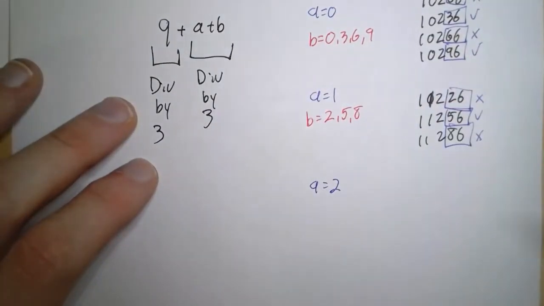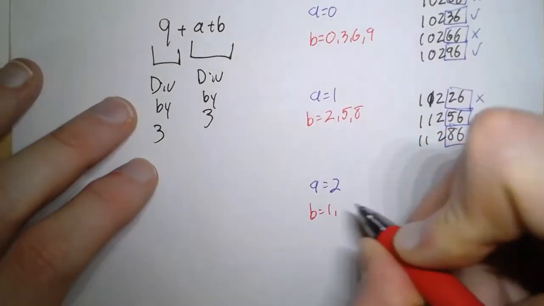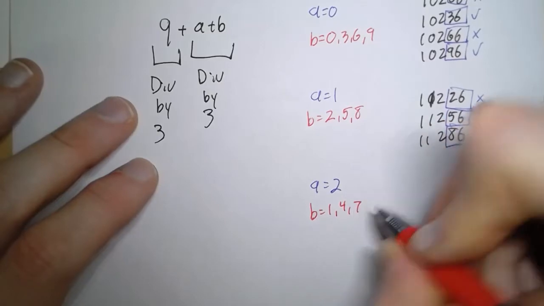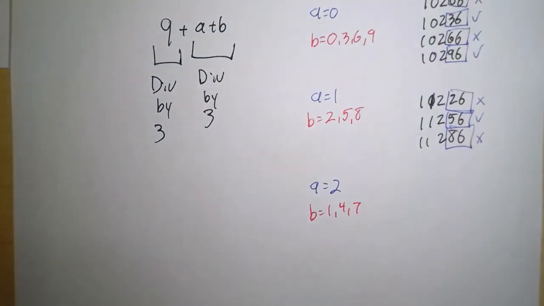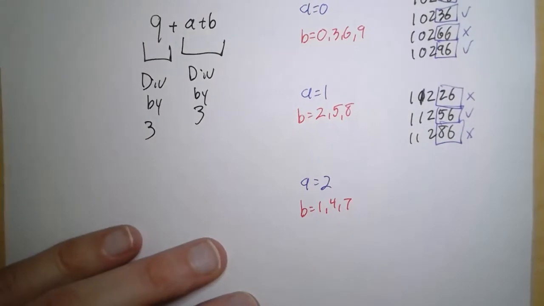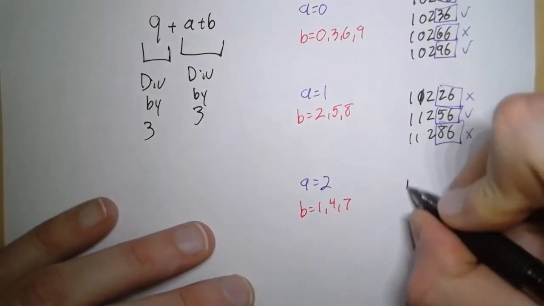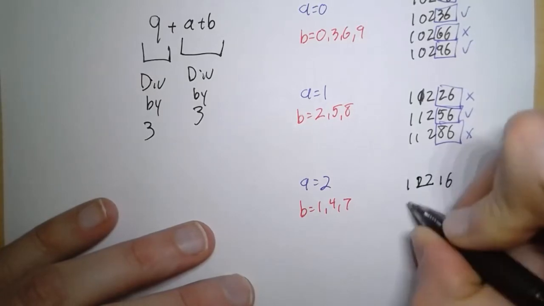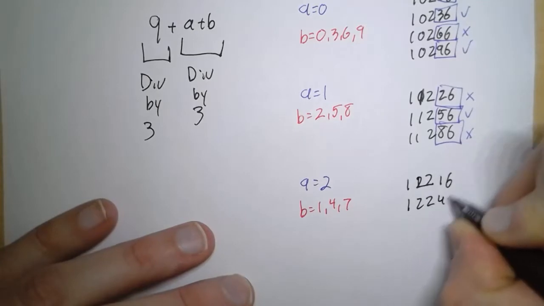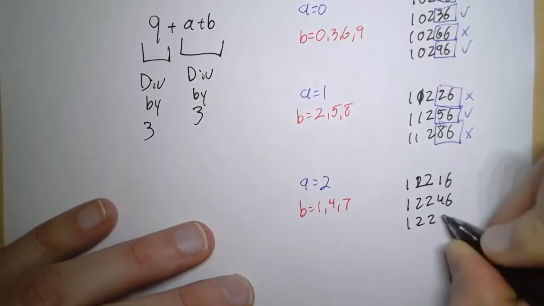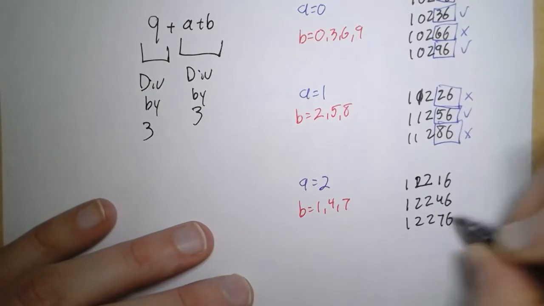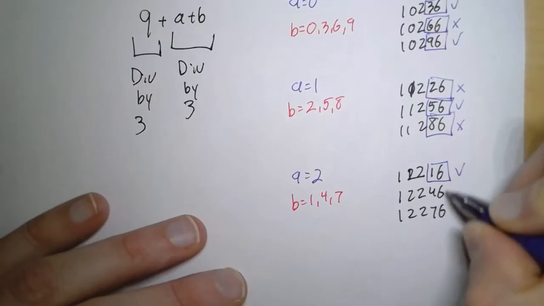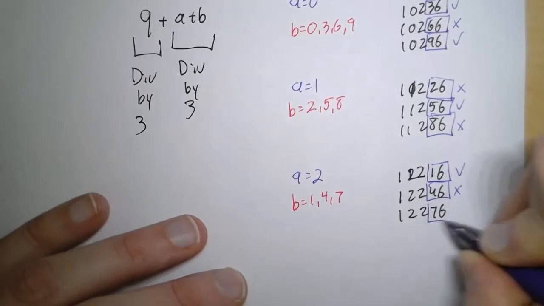All right. So now let's look at a equals 2. If a is 2, that means b is 1 or 4 or 7. And yeah, those are our options. So we've got 12216, 12246, 12276. Looking at the last two digits, that one is divisible by 4, that one's not, and this one is.